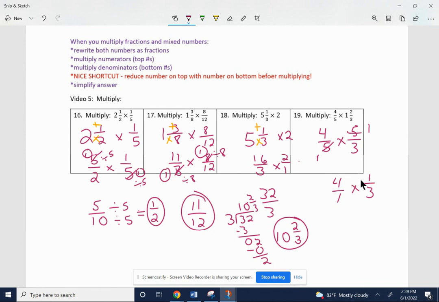Okay, multiply the tops. 4 times 1 is 4. Multiply the bottoms. 1 times 3 is 3. Okay, 4/3 is the right answer. But if your teacher wants you to have a mixed number, or if Khan Academy wants you to make that into a mixed number, you've got to divide 3 into 4. 3 goes into 4 once, with 1/3 left over. Okay, 1 1/3.